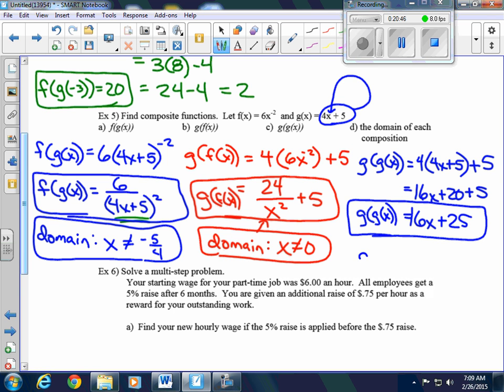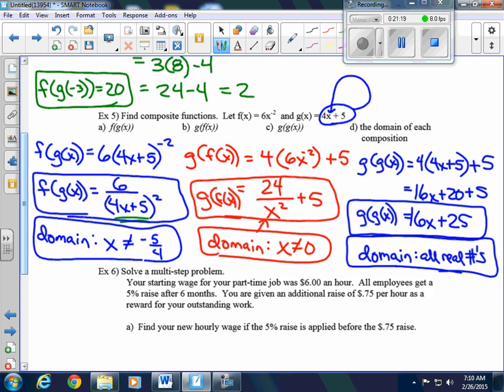And then the domain. When we look at this one, are there any restrictions on this problem? There are not. There are no restrictions on this domain, so it is all real numbers. And that's how we find the composite function.